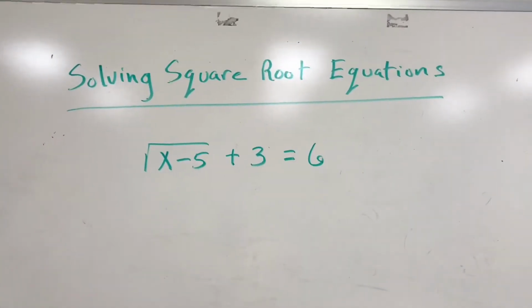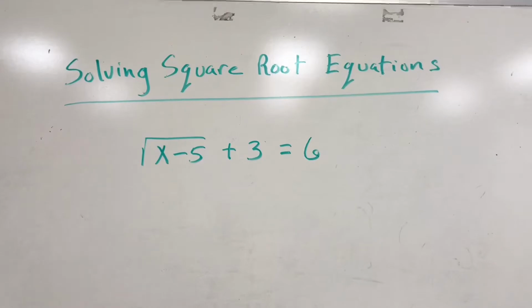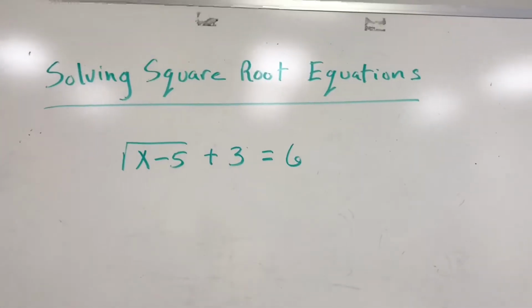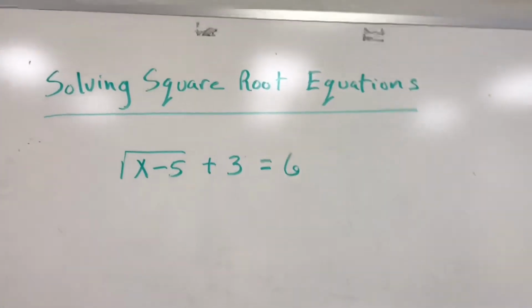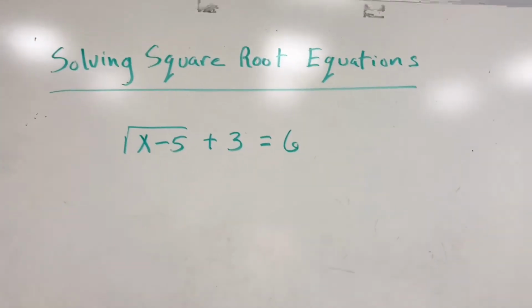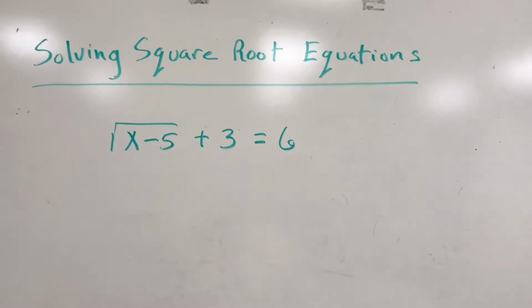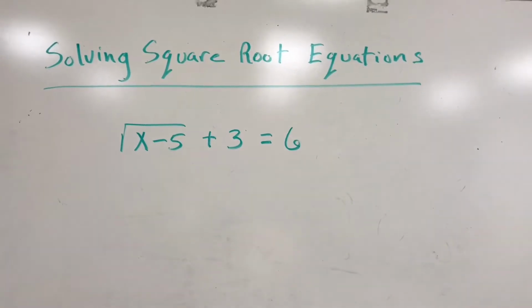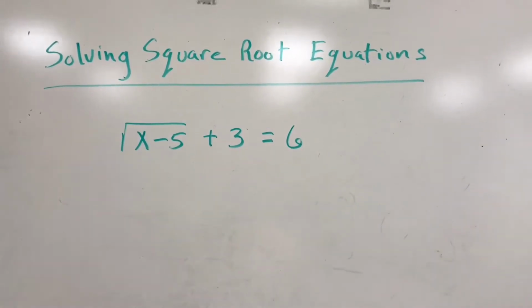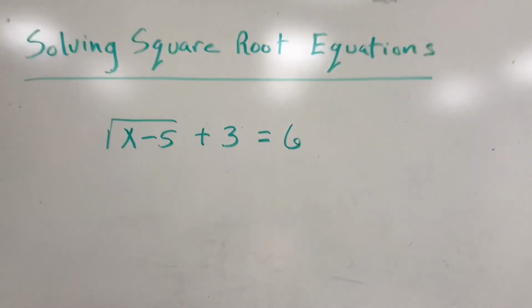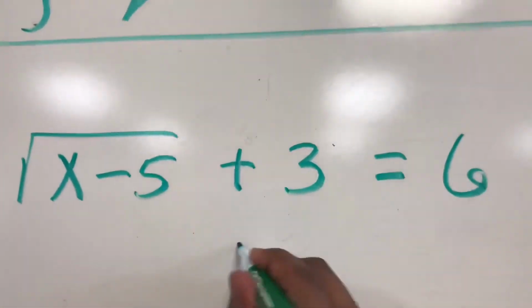Now let's move on to a lengthier problem. We have the square root of x minus 5 plus 3 equals 6. In order to solve for x, we need to isolate that square root radical all by itself, which means I do need to get rid of that plus 3 on the outside. So the way to remove a plus 3 is you're going to subtract 3 from both sides of the equation.